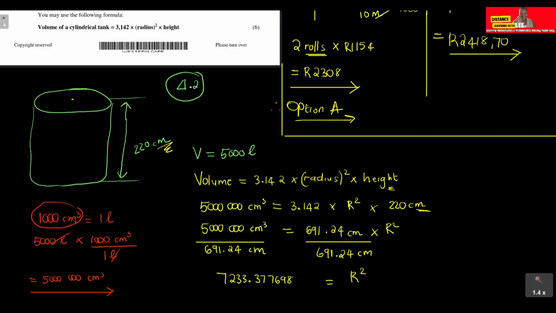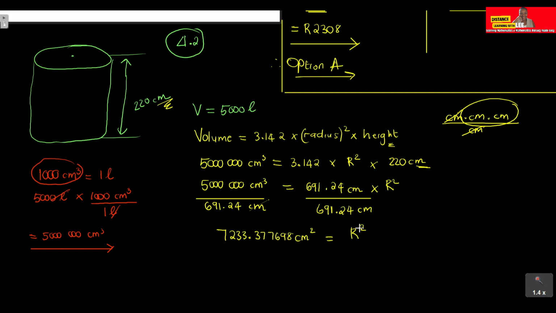You will get 7233.377698 centimeters cubed divided by centimeters, you will be left with centimeters squared. Centimeters cubed is centimeters times centimeters times centimeters, divided by centimeters. So the centimeter and centimeter cancel, you're only left with centimeters squared. Therefore now we need to still isolate our r. How do you get rid of the squared? You need to square root it.